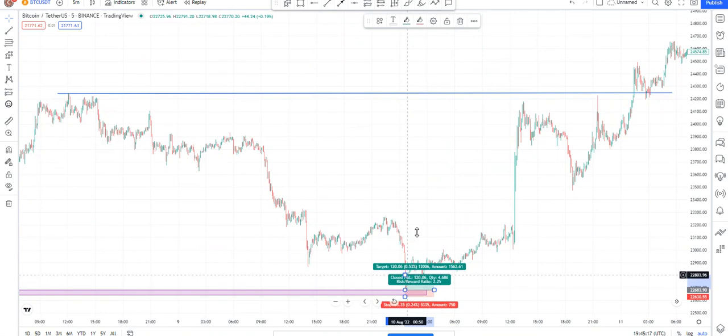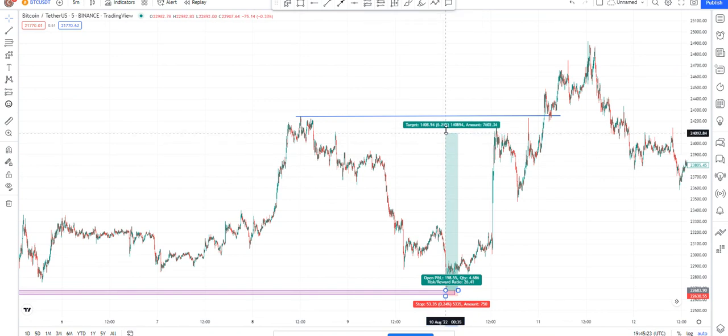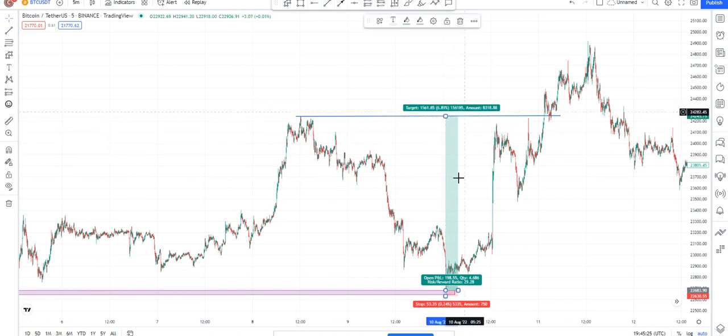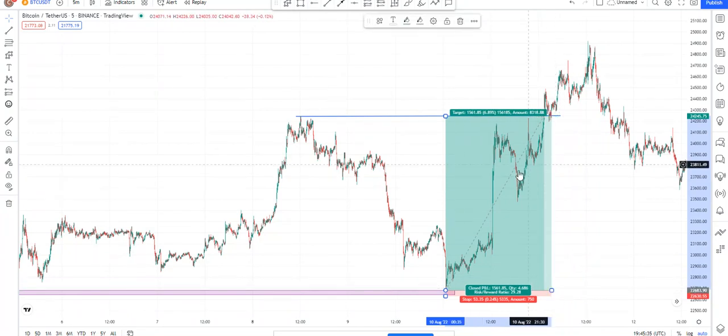Your target will be, after we break market structure, to make a new higher high. That's your target, to make a new higher high. You can see that it took some minutes, maybe a day or two, but we eventually hit our target.